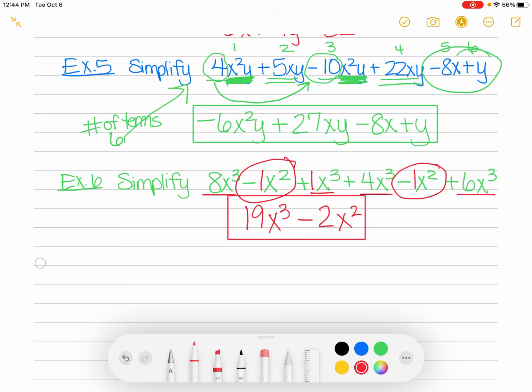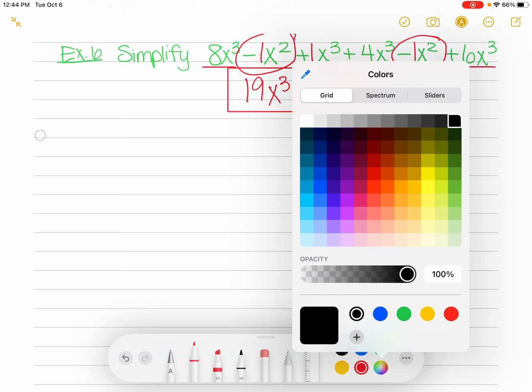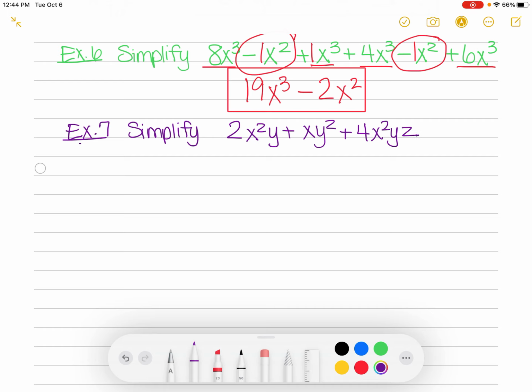Okay, only one more example, and then you get to start your work and see if you can figure this out. Let's do a purple. We haven't done a purple. Okay, example 7 is to simplify. Okay, here's the problem. 2x squared y plus xy squared plus 4x squared yz minus 3xyz. Okay, in this problem, we are looking for things that match, right?